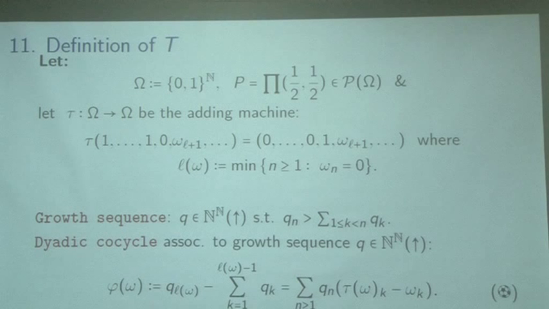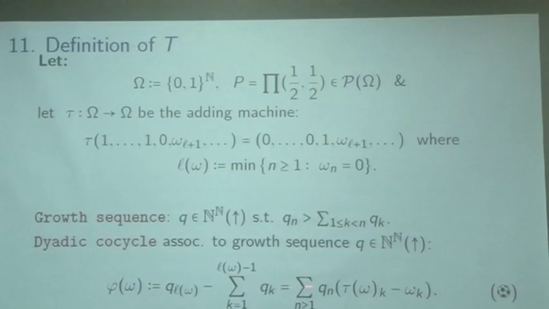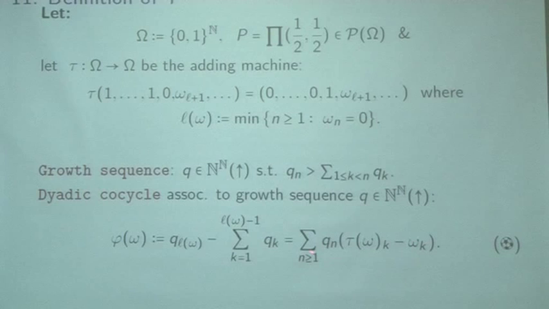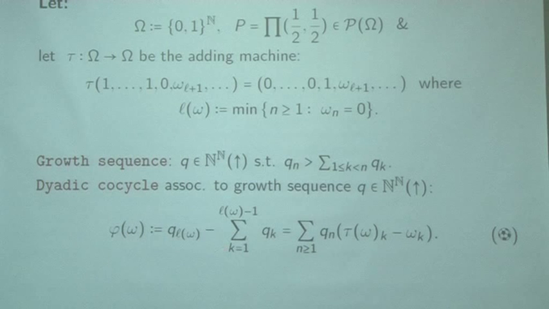And then you can talk about a dynamic cocycle associated to the growth sequence. Q, phi of omega is QL of omega minus, so this is a function. And in fact, you can see that it's a symmetric cocycle in this sense. I mean, here's the definition, QL of omega minus the sum up to where you were. And then you can actually write this down as Qn times T of omega coordinate number k minus coordinate k. So you can see if you look here that after L, you don't change anything, so this is a finite sum. This only goes up to L.